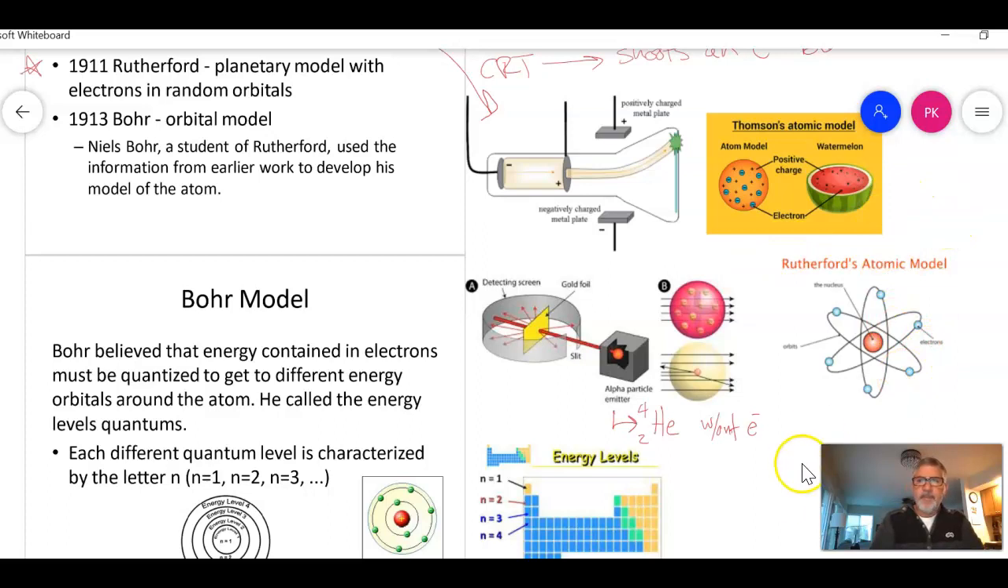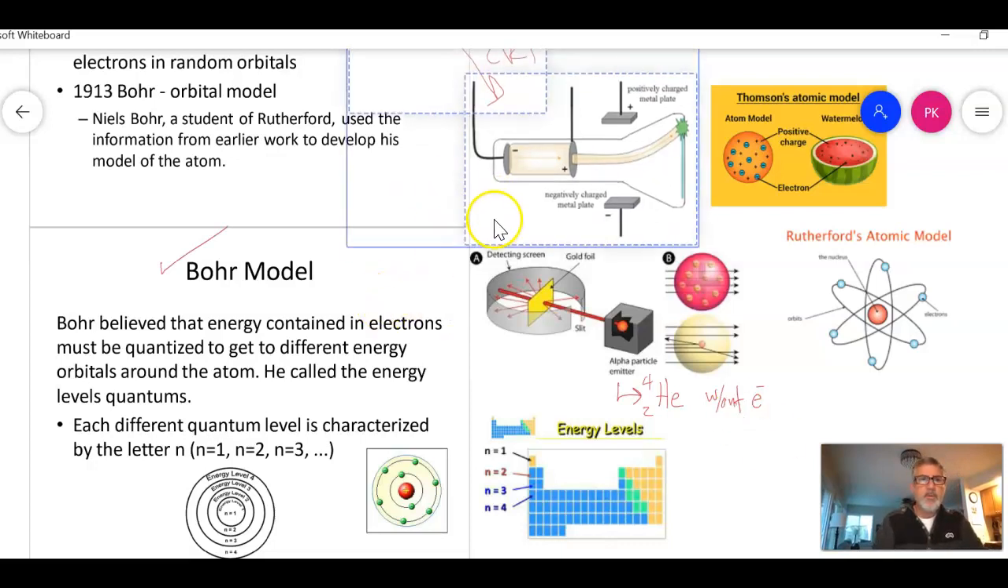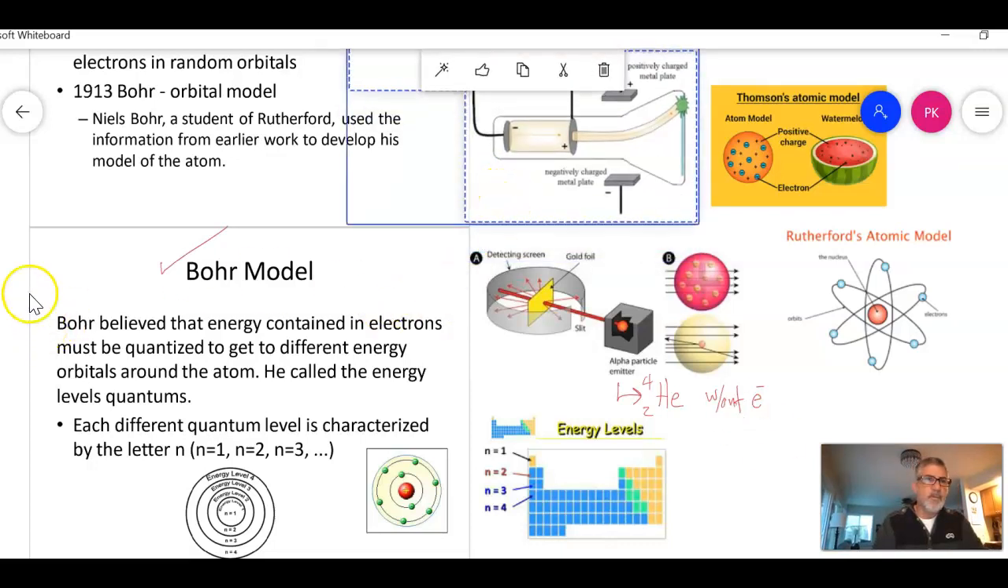Now, he has a student named Niels Bohr. Niels Bohr becomes very important, and you're probably most familiar with the Bohr model.